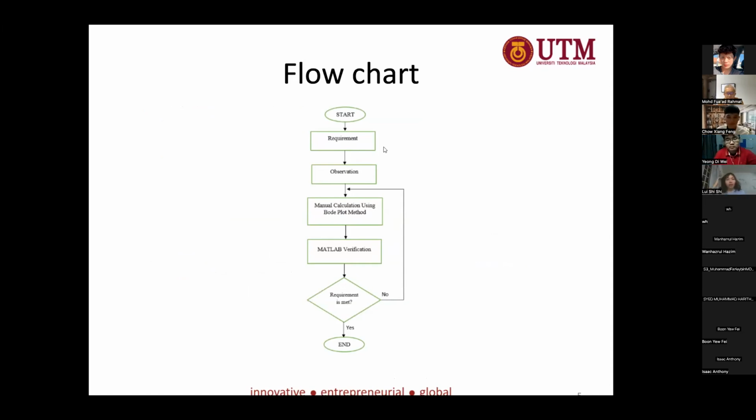Continue. So this is our flow chart on how we solve question 1. First of all, we start, then we look at the requirement and do the observation on the question. Then we start the manual calculation by using the bode plot method, and we do the Matlab verification on our calculation. Then we check whether the requirement is met. If so, we have solved our question 1. If not, we look back and do the manual calculation again by using the bode plot method. So this is our flow chart.